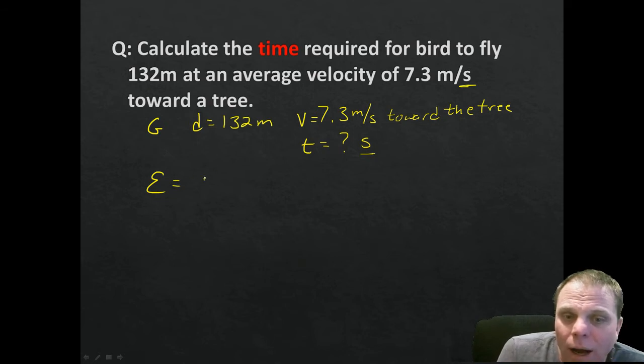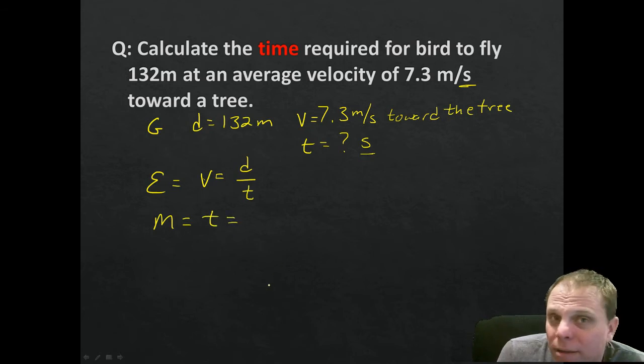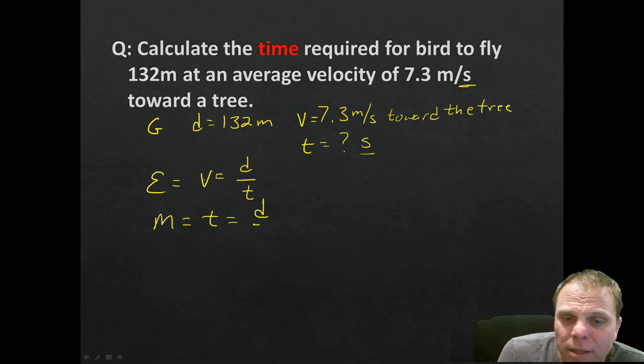So our velocity is equal to distance divided by time. Do we have to manipulate this? Yes, because they want us to solve for t. So we have to rewrite this equation in the form that solves for t. We've got to multiply t by both sides of the equation and then divide v by both sides to get our answer. So time is equal to distance divided by velocity.